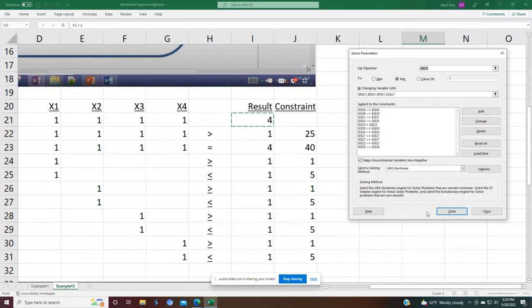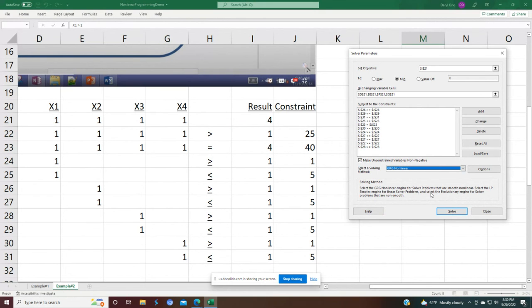I entered all of these in because it's tedious and just for the sake of time. You know how to do this already. We want to make x1, x2, x3, x4 non-negative. And again, we have a choice. We can do GRG nonlinear. Remember that the simplex is for linear programming. Evolutionary, we could have used that too, but let's go with GRG nonlinear.